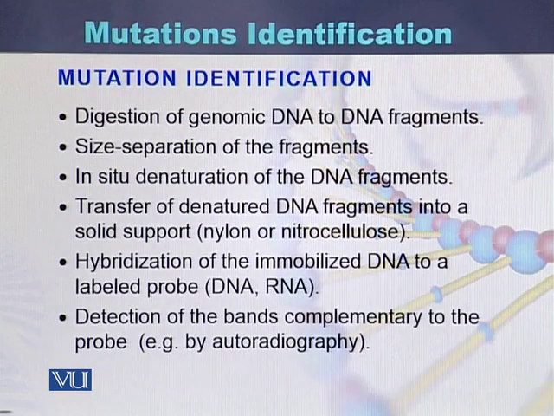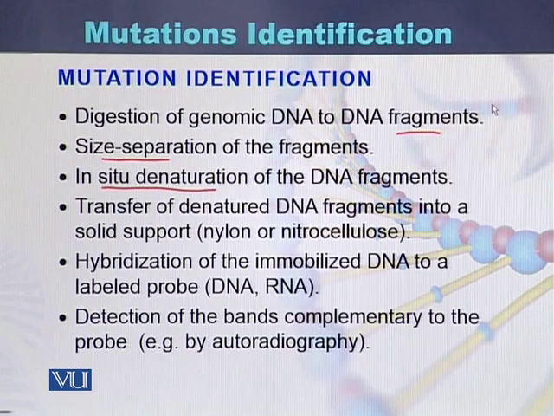This is the procedure of how mutations are identified. The DNA is digested into small fragments. Once the DNA is digested, those fragments are separated based on size. Then there is in situ denaturation of the DNA fragments. Then these denatured fragments are transferred to the membrane. The membrane can be nylon or nitrocellulose.